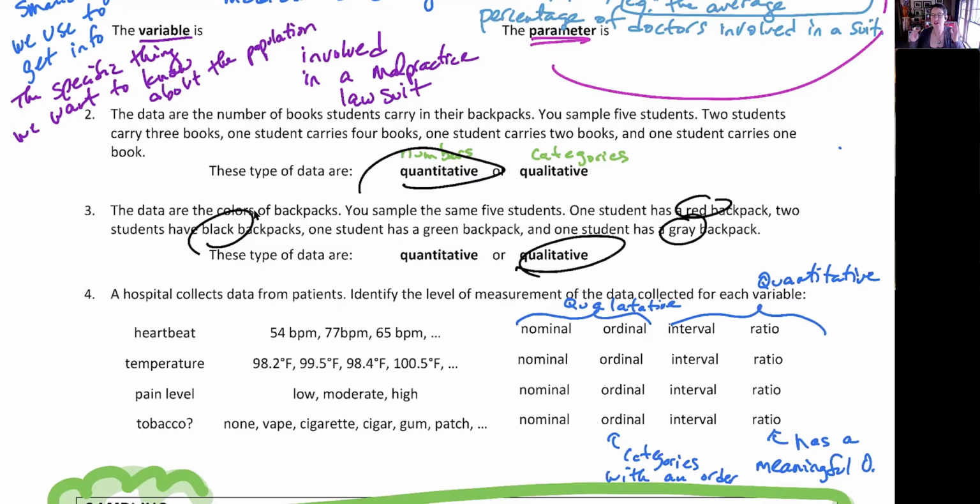And then I know if I can figure out if it's ratio, if it's not ratio, then it's got to be interval. If I can figure out if it's ordinal, then if it's not ordinal, it's nominal. That's how my brain works. You do whatever works best for you.